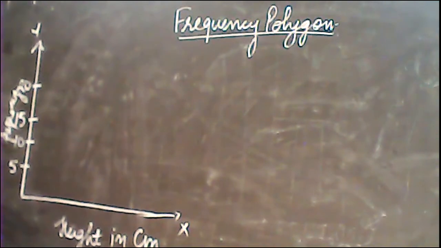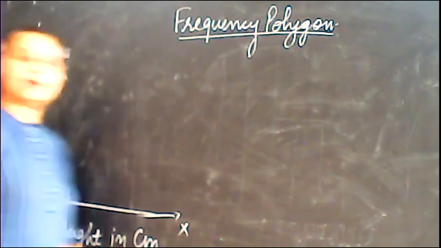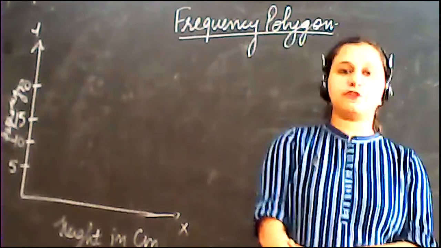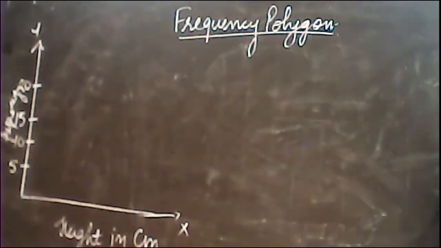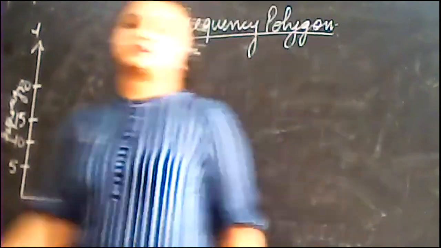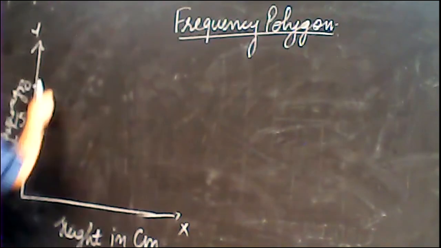You know that the height in centimeters is given to us, right? In the first class interval, the height is between 150 to 154, and the frequency given to us is 10. So we have made this graph, we have plotted the points accordingly.